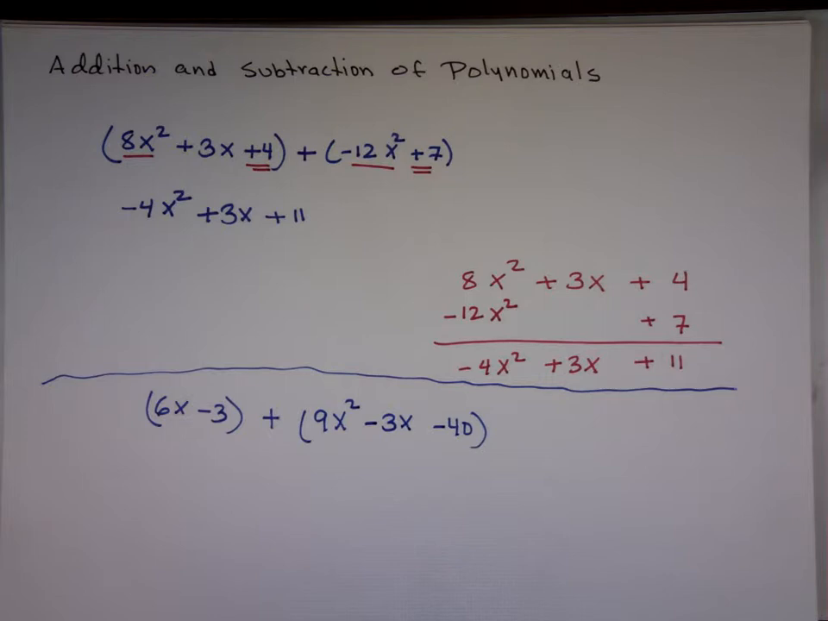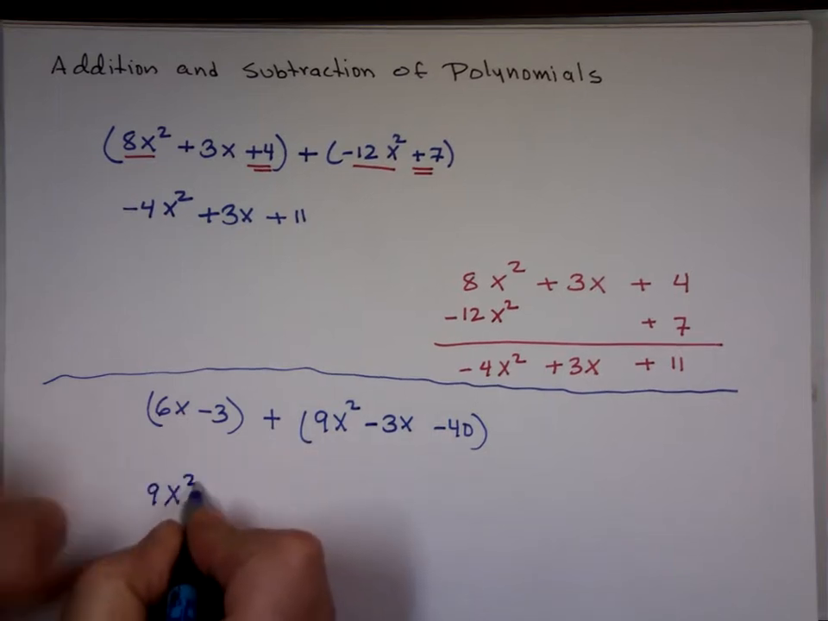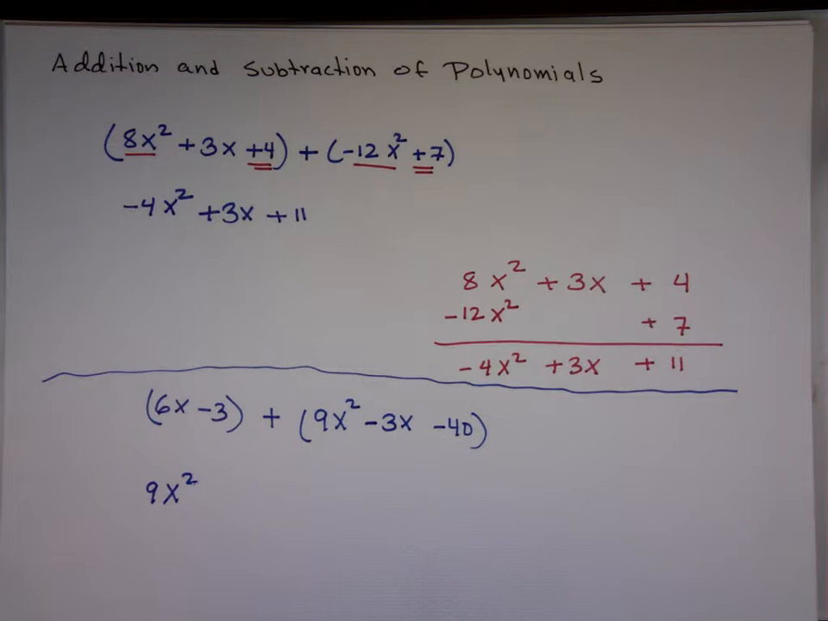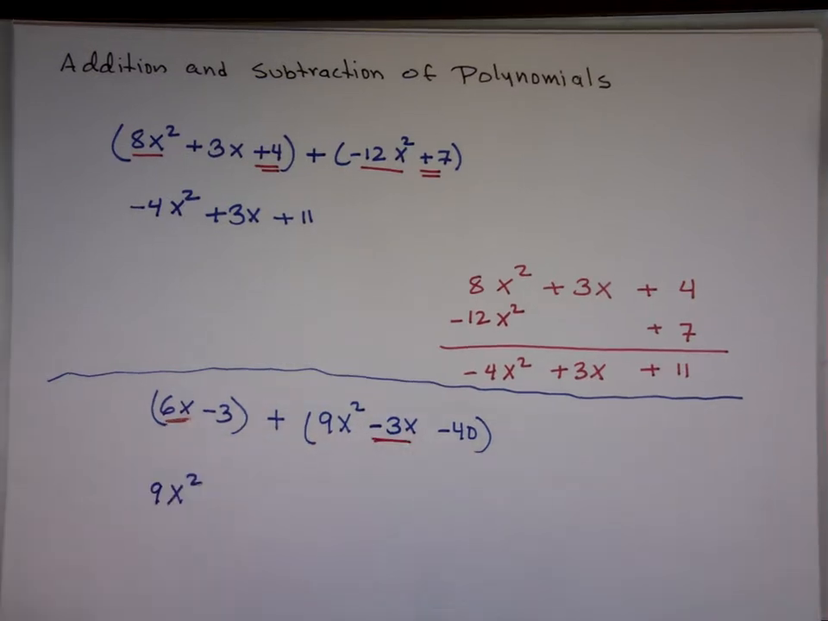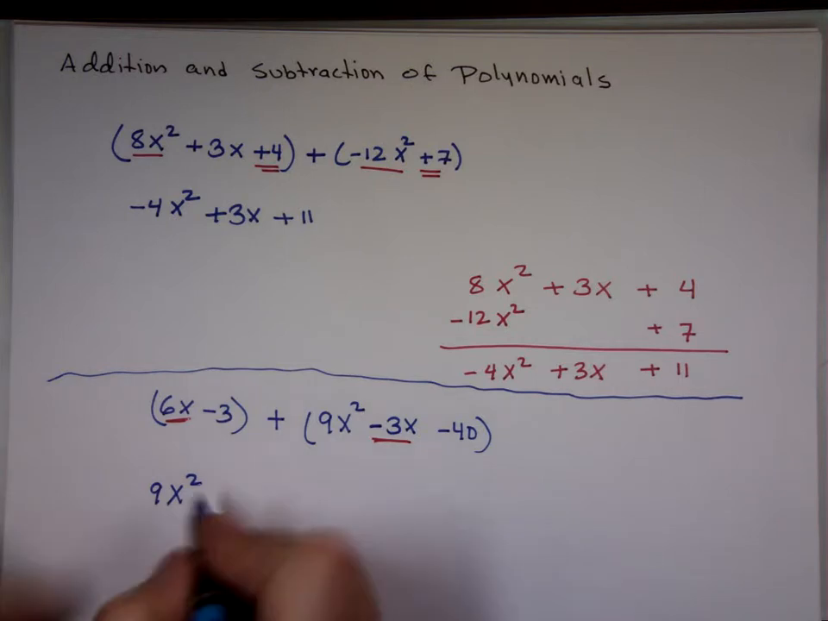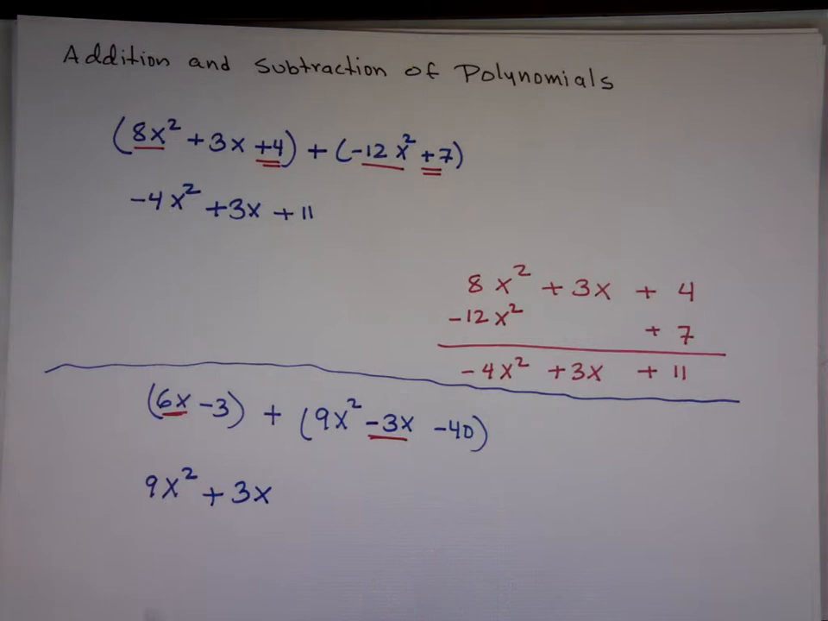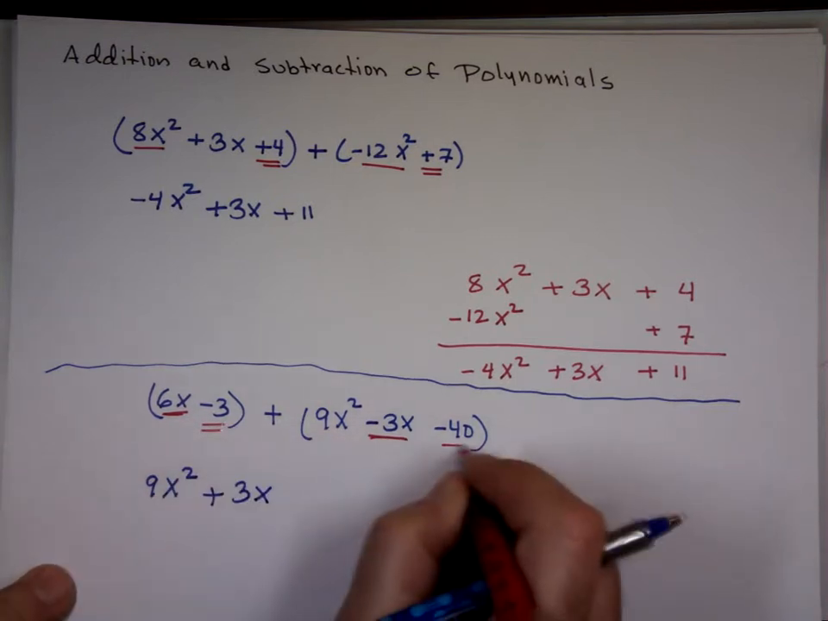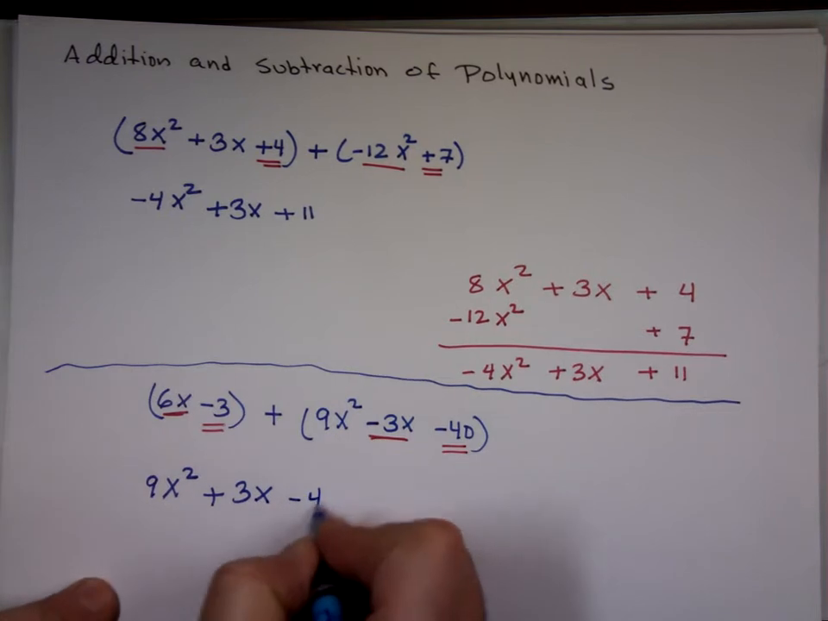Combine 6x and negative 4x. Yep, first, I like to start with the highest power. Since x squared is the highest power and there's nothing to add to it, I'll leave it alone. But now the x's, the next step is the x's. This is plus 6x and this is minus 3x. What's plus 6 minus 3? 3x. Plus 3x. And finally are the constants. What's negative 3 and negative 40? Negative 43. Negative 43.